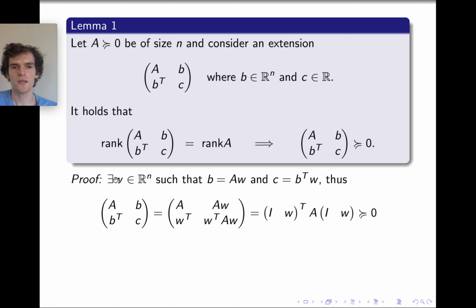The fact that the ranks are equal means that B should be a linear combination of the columns of A, and that's exactly what I'm writing here. So B is equal to A times some vector W, and likewise C should be the same linear combination, a function of beta transpose, B transpose, and so that's what you see here.